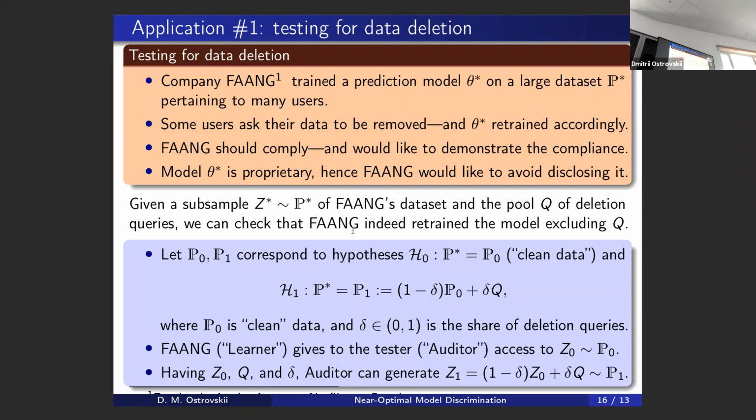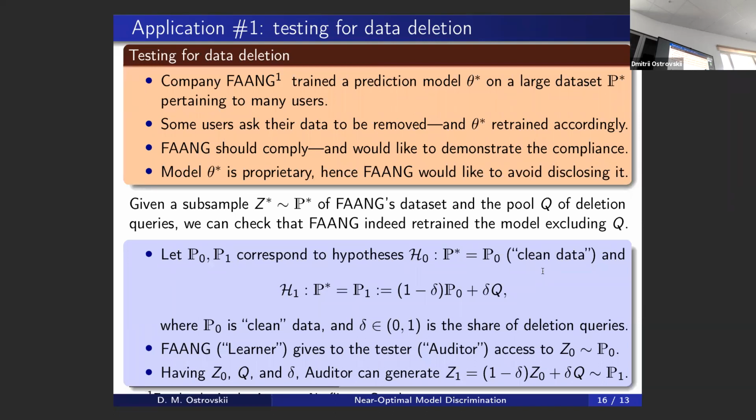How can we use this testing framework to check whether they removed Q from their data set? Well, H0 will be the clean data. Let's call the corresponding distribution P0. And let's say that I have sampling access to P0. So from the clean data, I can just sample a small subsample.